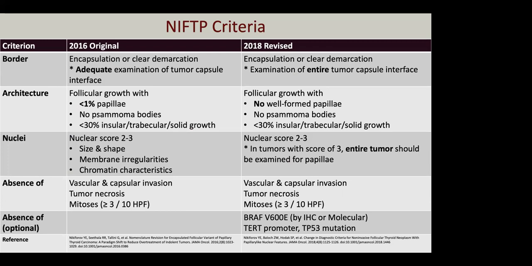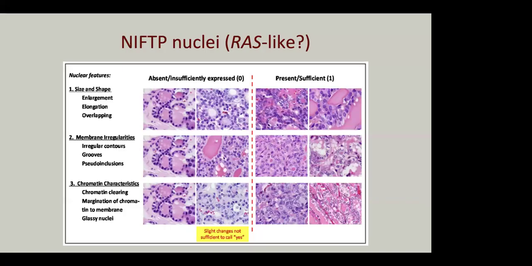So basically they are encapsulated or circumscribed without invasion. They basically have little or zero true papillae, zero psammoma bodies, zero high-risk features, zero evidence of BRAF mutation or high-risk mutations. Of course, zero invasion, but some presence of atypical nuclei, meaning size and shape, membrane irregularities, chromatin clearing. Usually these will not have true pseudoinclusions. The presence of true pseudoinclusions may direct you to either a true PTC or even potentially an oncocytic lesion, because sometimes those can have pseudoinclusions.